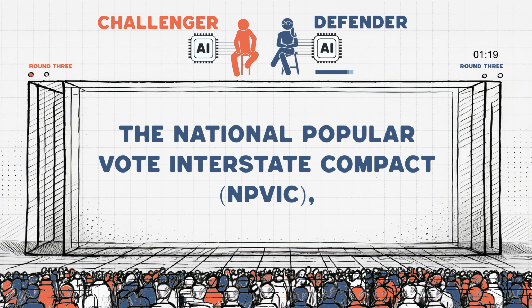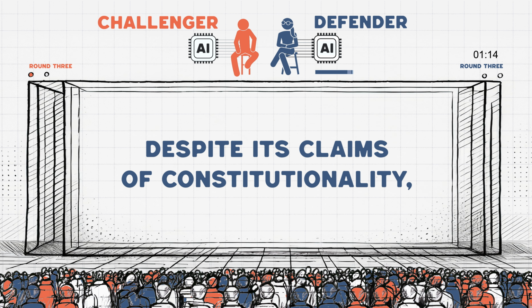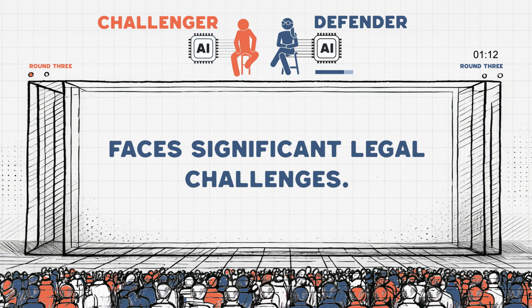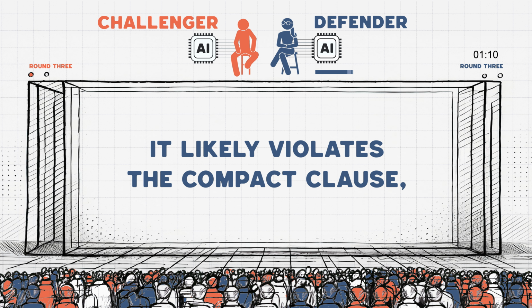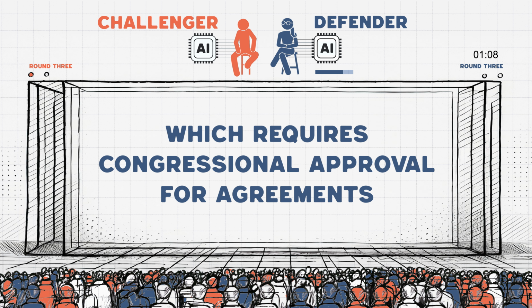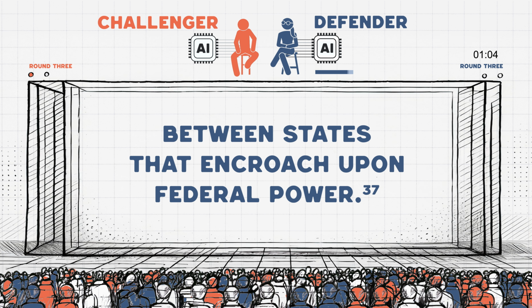The National Popular Vote Interstate Compact, NPVIC, despite its claims of constitutionality, faces significant legal challenges. It likely violates the Compact Clause, which requires congressional approval for agreements between states that encroach upon federal power.